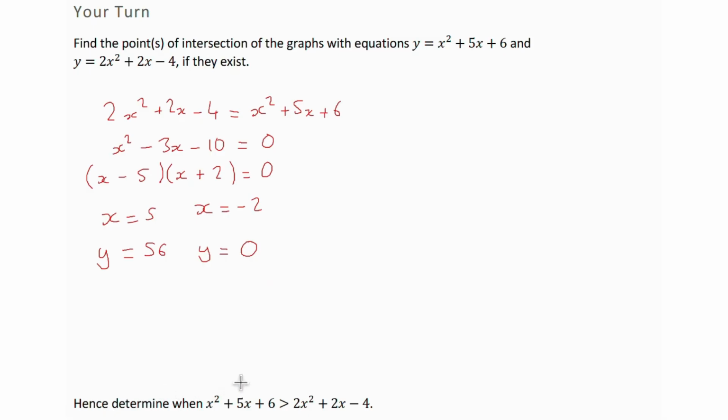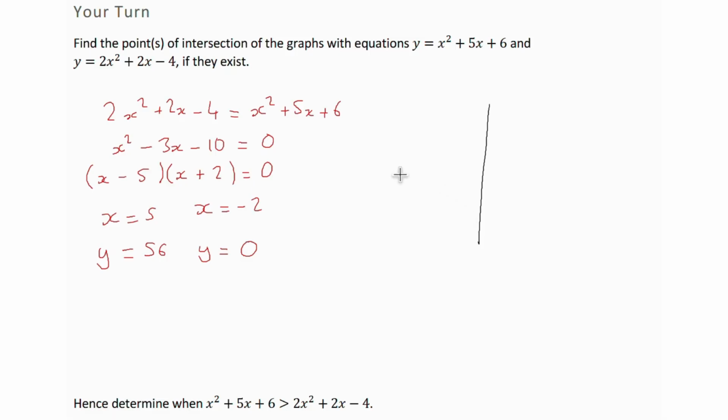Hence determine when x squared plus 5x plus 6 is greater than 2x squared plus 2x minus 4. Now there are a couple of approaches we could take to this. First one would be to graph it. Second one would be to use a sign diagram. Now I would say in this case a sign diagram is slightly easier, but graphing shows us what's going on a bit better. So let's do graphing first, and then we'll see how the sign diagram could be used to work this out without doing the full graph.